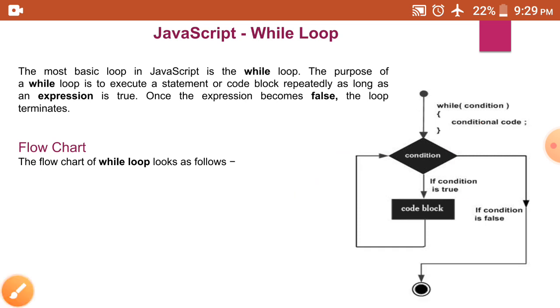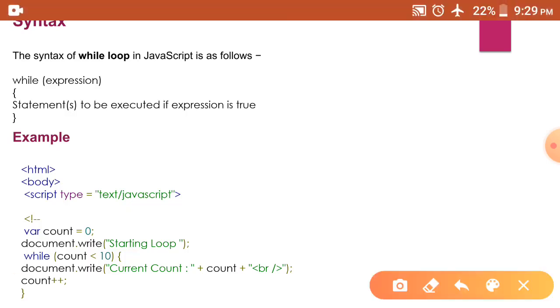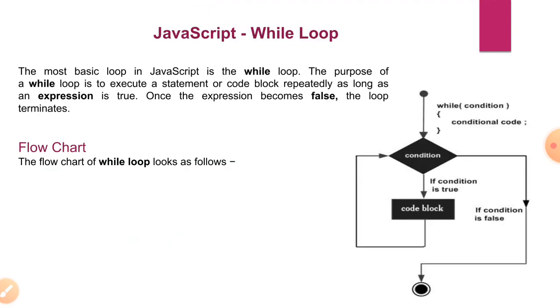Here we will see the syntax of this one. The syntax of the while loop in JavaScript is as follows: while (expression). The statements will be executed if the expression is true. That is the syntax of this one. If this condition is false, it will come out of this particular loop. So the example we are having here: HTML, body, script type is equal to text/javascript.